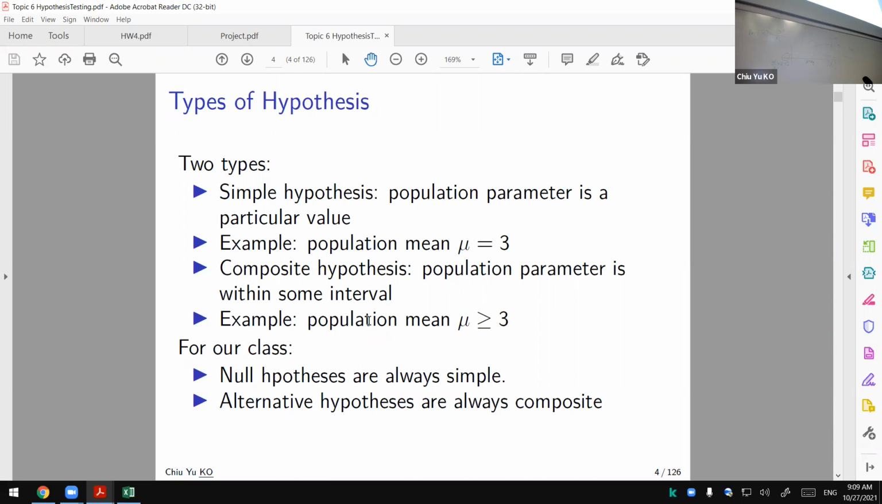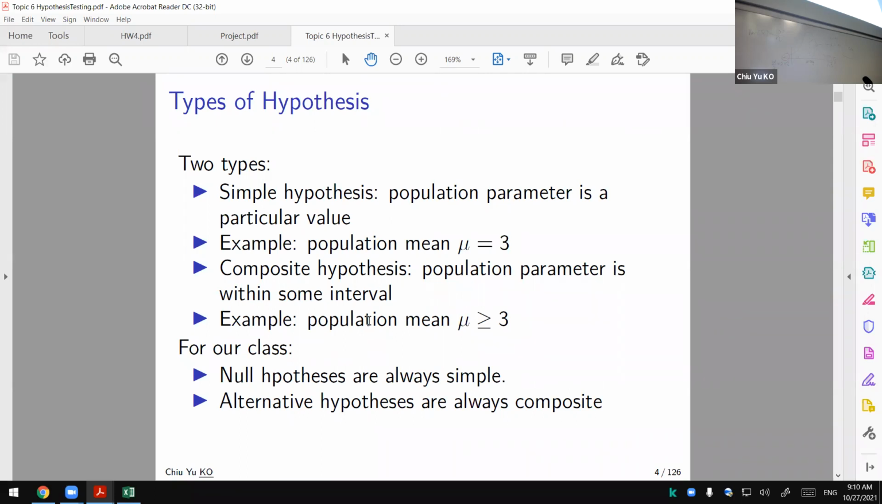Okay, say it's more than 3, or more than or equal to 3. Because more than 3 is like a bunch of numbers, a lot of numbers, right? So that is a composite. And not equal to 3 is also a composite because it's more than one value.